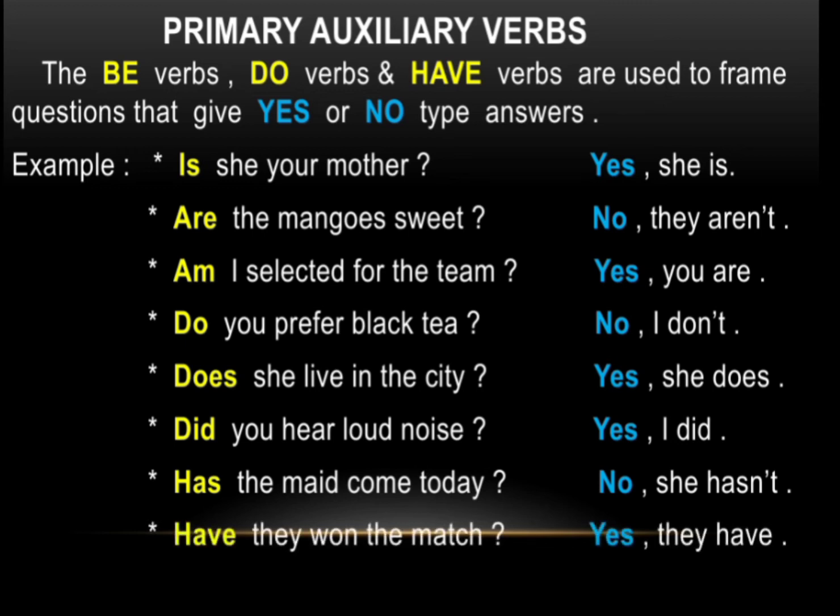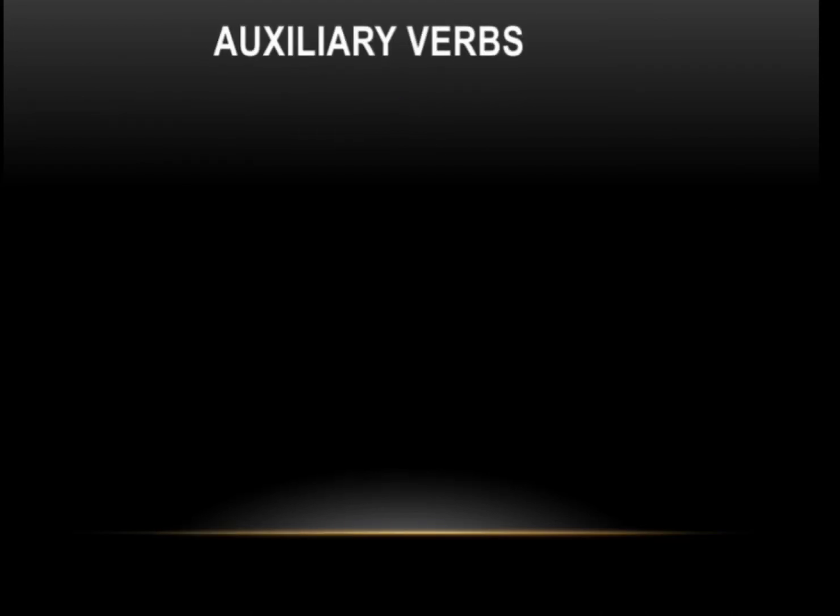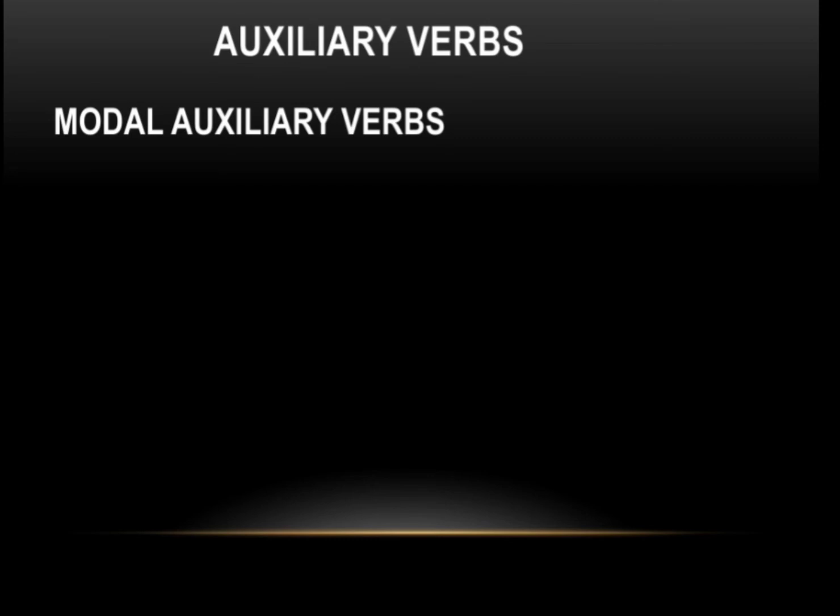Have they won the match? Yes, they have. Had he attended the party? No, he hadn't. So in this way, we frame the questions which give yes or no type answers. The next one is the modal auxiliary verbs.